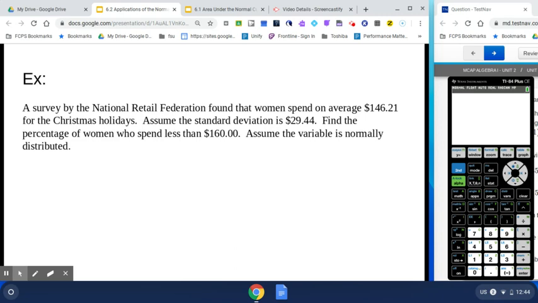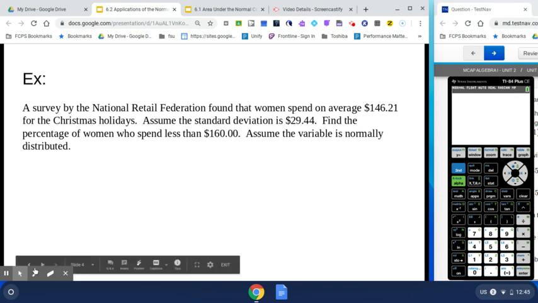Here's the first example that we're going to work through together. It states a survey by the National Retail Federation found that women spend on average $146.21 for the Christmas holidays. Assume the standard deviation is $29.44. Find the percentage of women who spend less than $160. Assume the variable is normally distributed.